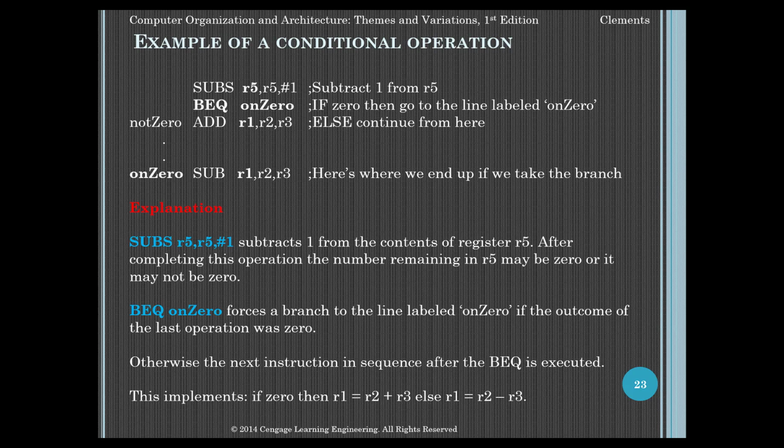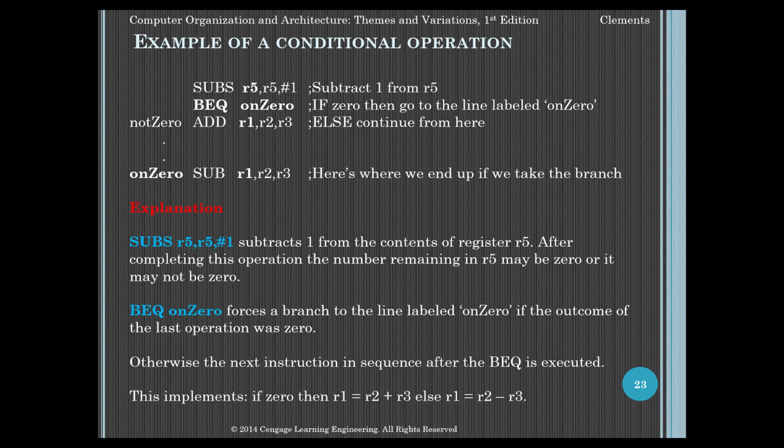And so we can see that there are 2 operations in our code, not 0 and on 0. On 0, we're subtracting R2 from R3 and putting that into R1. If it's not 0, we're doing the same thing, but we're adding. So this is exactly like the kind of decision-making logic that you would see in any other programming language that you've learned, right? So we do the subs operation, as noted with the sub, with the S means we're updating that flag.